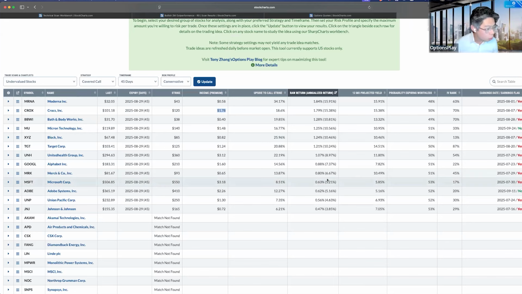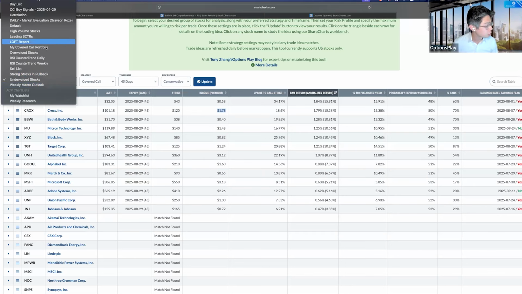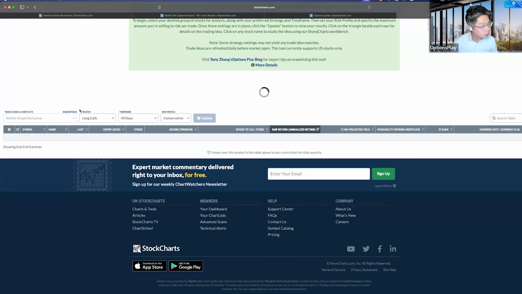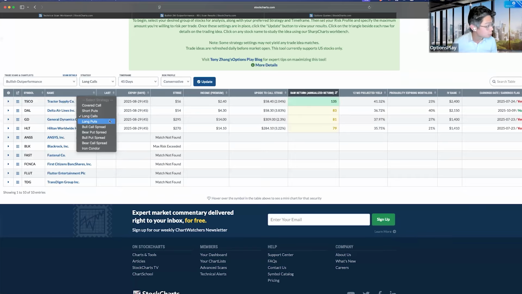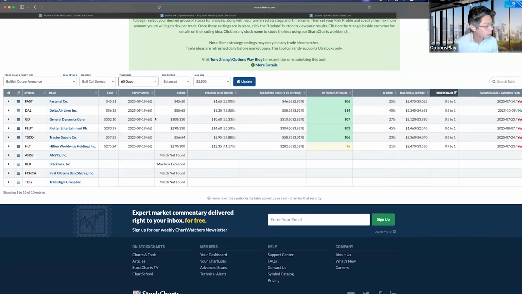But at the core of it is the Strategy Center. I use the Strategy Center on a daily basis. I basically look for stocks depending on whether I'm bullish or bearish in the markets. These days I'm pretty bullish, so what I'll look at is what stocks are outperforming. Then I'll look at potentially buying debit spreads on those stocks, and look for opportunities where I'm going to be able to generate the most premium, right? Where I'm going to get the best risk reward.